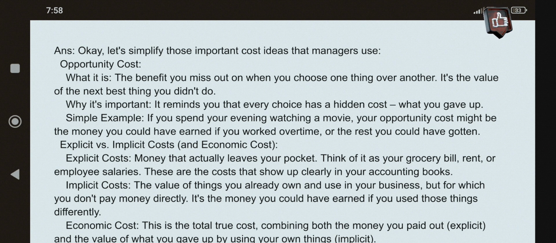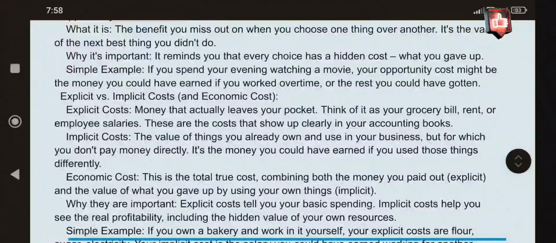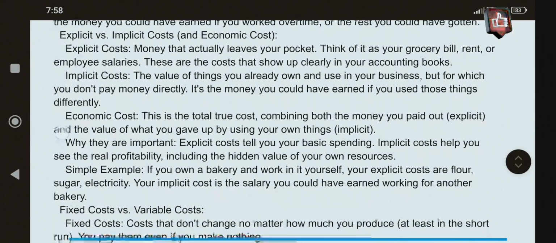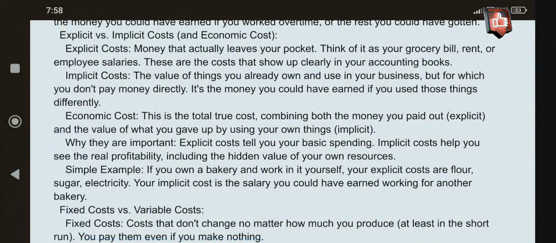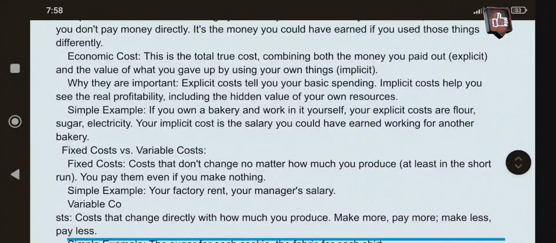Explicit versus implicit costs and economic cost. Explicit costs. Money that actually leaves your pocket. Think of it as your grocery bill, rent, or employee salaries. These are the costs that show up clearly in your accounting books. Implicit costs. The value of things you already own and use in your business, but for which you don't pay money directly. It's the money you could have earned if you used those things differently. Economic cost. This is the total true cost, combining both the money you paid out, explicit, and the value of what you gave up by using your own things, implicit.